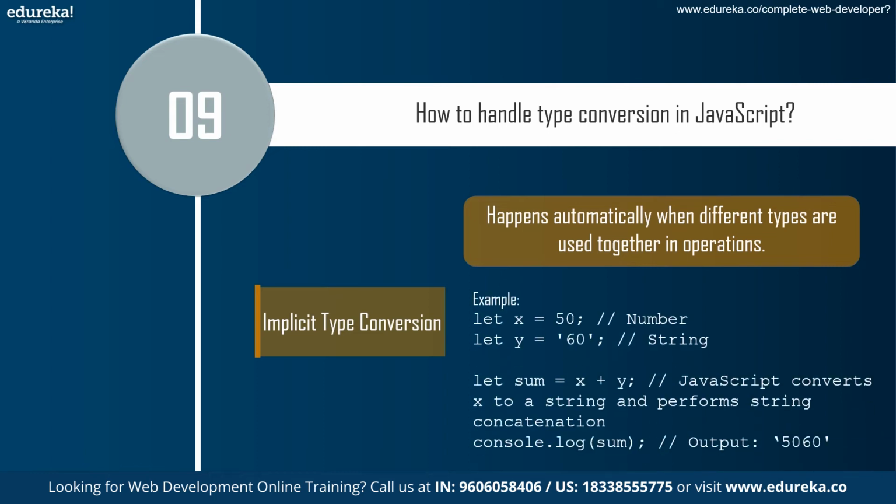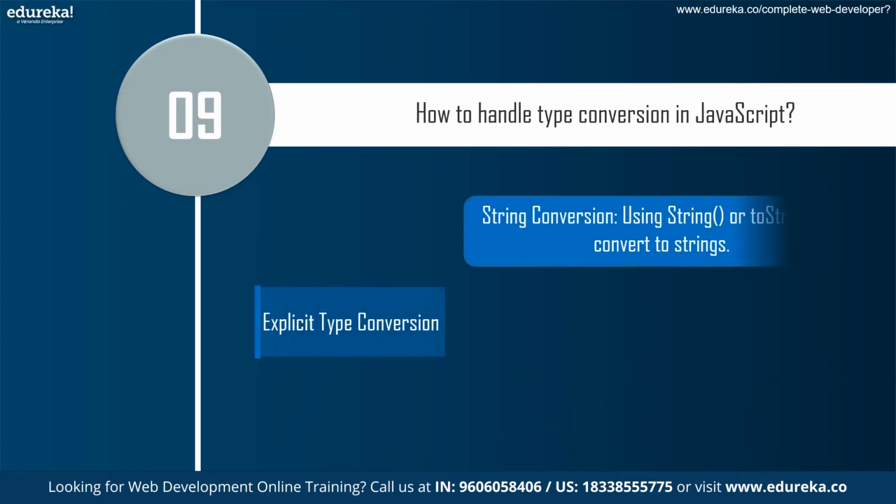In this example, x is declared as a number and y equal to 60 has been declared as a string. If we put sum equal to x plus y, JavaScript converts x to a string and performs string concatenation. The console.log of sum will give you an output of 5060 as a string.